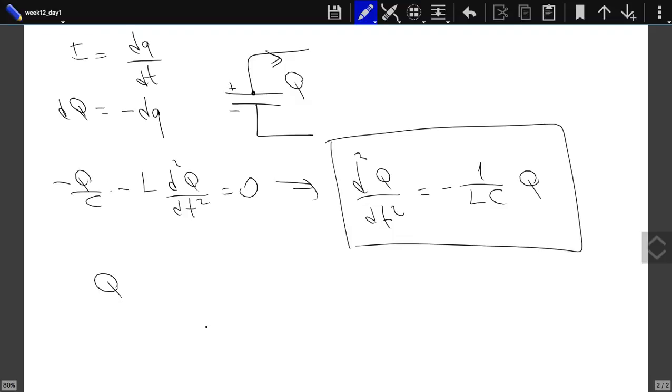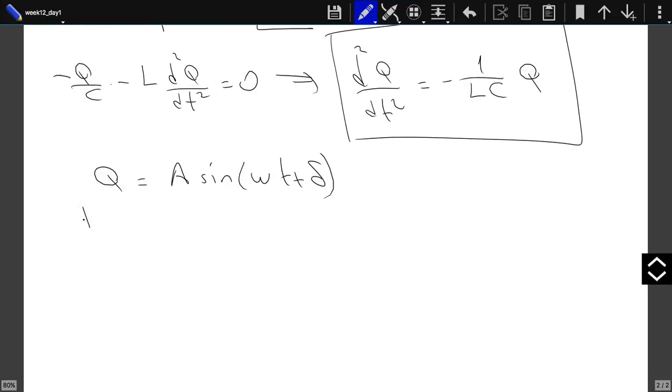Q is equal to A sine omega t plus delta. Let's just give it a try. I don't know what omega is yet. I don't know what A is yet, or what delta is. But let's see if this function will satisfy our equation over here.